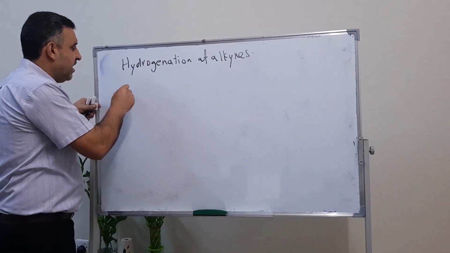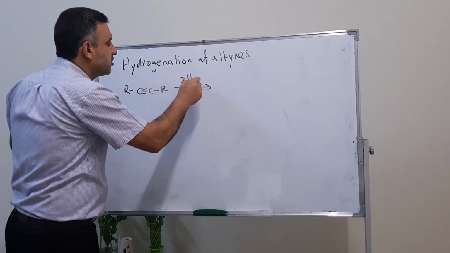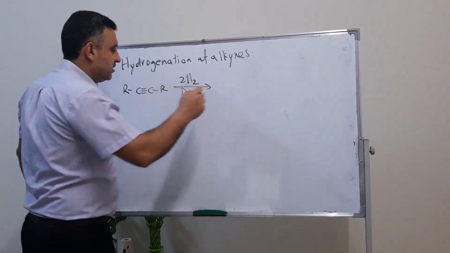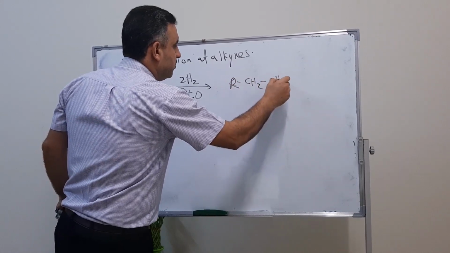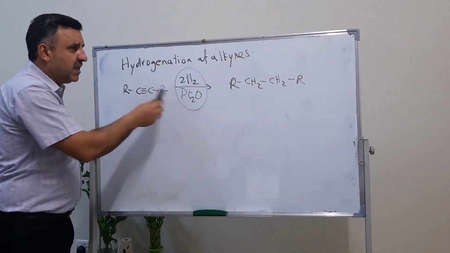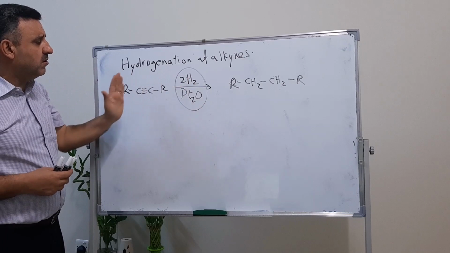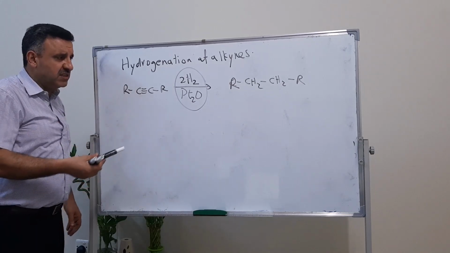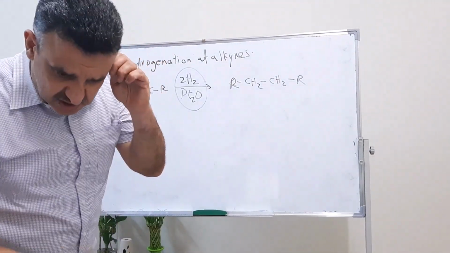For example, if we have R-C triple bond C-R, generally speaking, we need 2 moles of hydrogen in the presence of a catalyst such as platinum oxide, in order to get RCH2CH2R. Can you see it? So the only difference between hydrogenation of alkynes and alkenes is that for alkenes we need 1 mole to 1 mole of alkene. But in the alkyne, since we have 2 pi bonds which need to be hydrogenated, we need at least 2 moles of hydrogen for this reaction to take place.